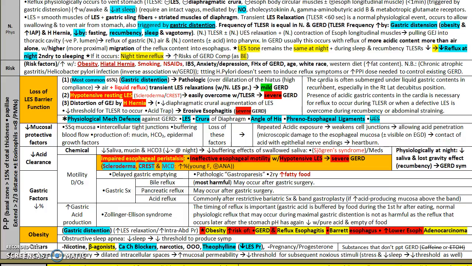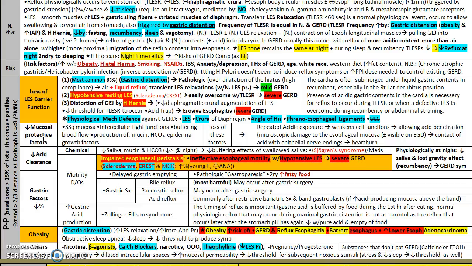Just keep in mind that the cardia is often submerged under the gastric contents, and during the recumbent position, especially the right lateral decubitus position, acids might leak from the stomach into the esophagus.